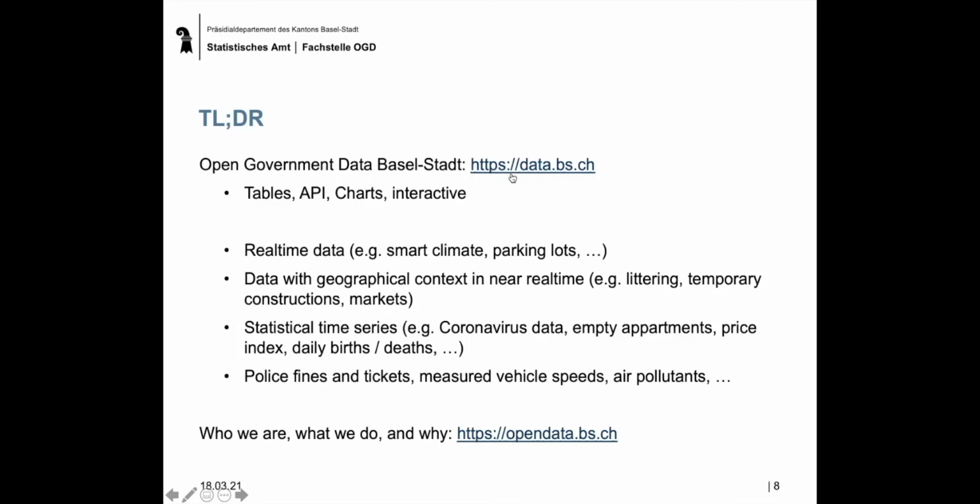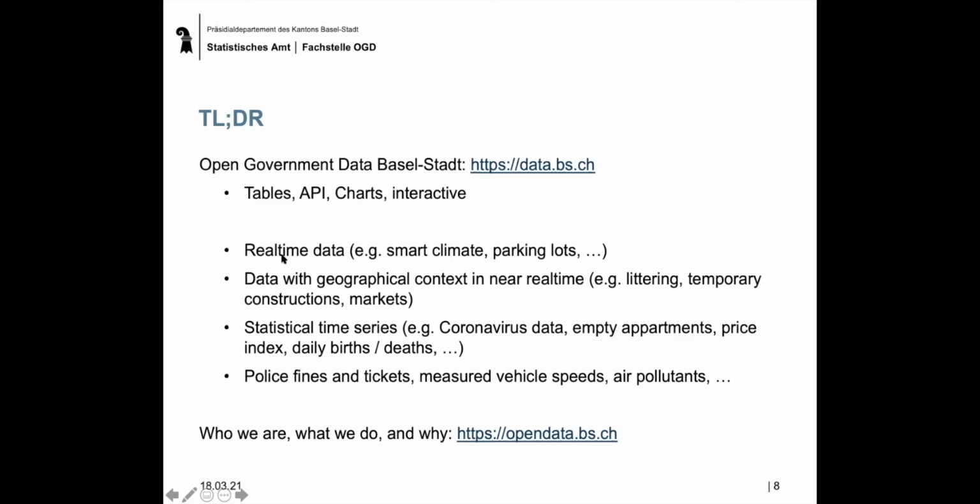So we have this data site, data.bs.ch. We have tables, API, charts, and everything is interactive. What kind of data do we have there? We have 107 data sets as of now. We have real-time data. For example, we have smart climate sensors. I'm going to talk about this afterwards. We have parking lots that are updated every minute. These are updated every couple of, I don't know, two to three minutes or so.